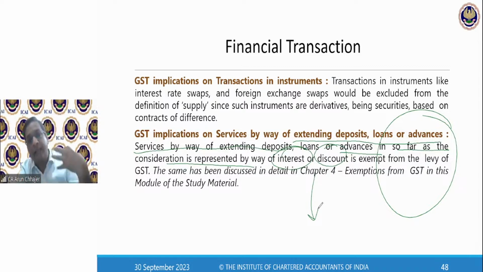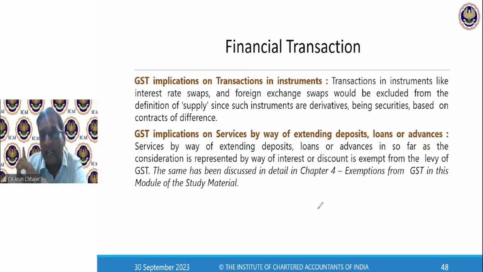So if, let's say, the bank has given a loan on which they are charging interest, the service of interest would be exempted in the GST. But if it is given on the credit card, so the bank has extended the loan, deposit, etc. on the credit card for which they are charging interest, then this interest would be taxable in the GST, because only other than credit card is exempted. If it is credit card, then it is taxable.